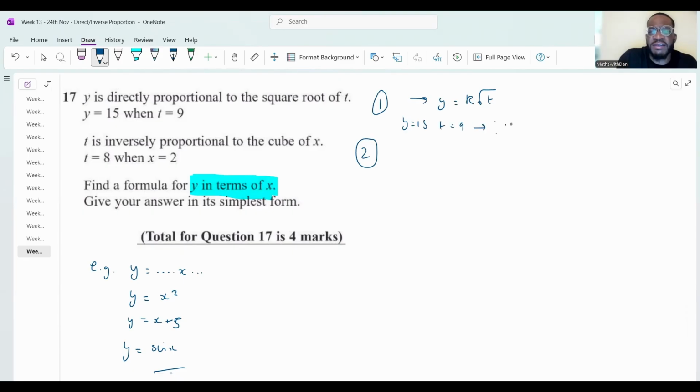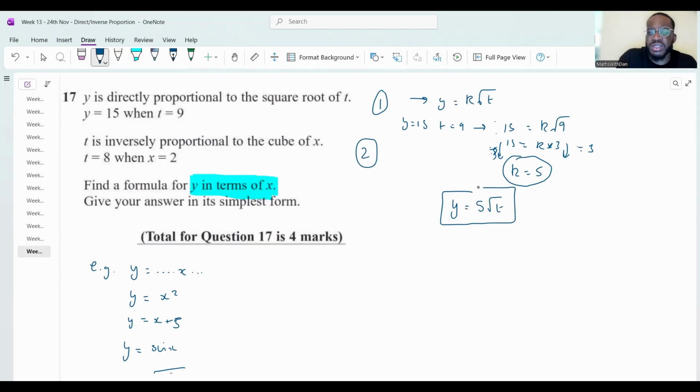So y equals 15, t equals 9. That tells me that 15 is going to equal k root 9. So therefore 15 is going to equal k times 3, because the square root of 9 is 3. Then dividing by 3, that means k equals 5. Now I know what k is, I can now write a formula for y. So y is going to equal, k is 5, so 5 root t. I'm going to put that in the box there.